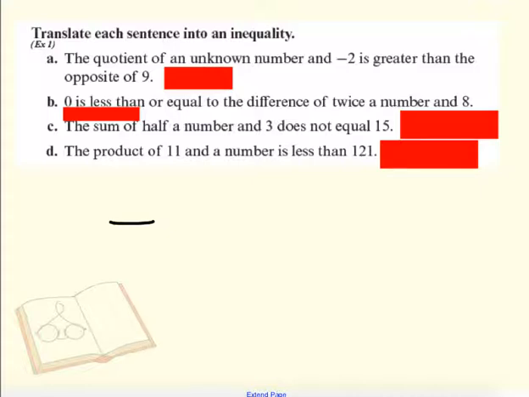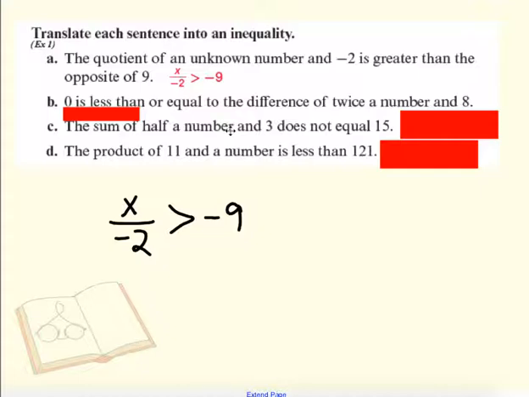Whichever comes first when we're talking about it in a sentence goes on the numerator, and the second one goes on the denominator. Is greater than, well, that means I need to use a greater than symbol. And the opposite of negative 9 is, opposite of 9 is negative 9. So we should see that our answer is x over negative 2 is greater than negative 9.